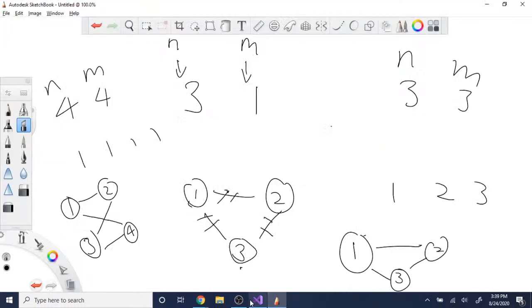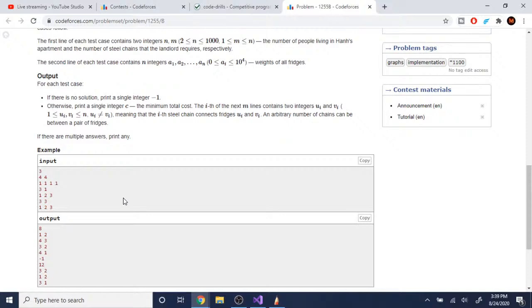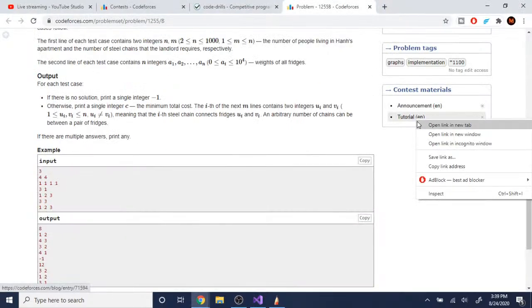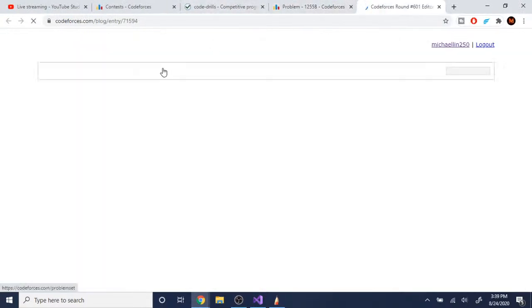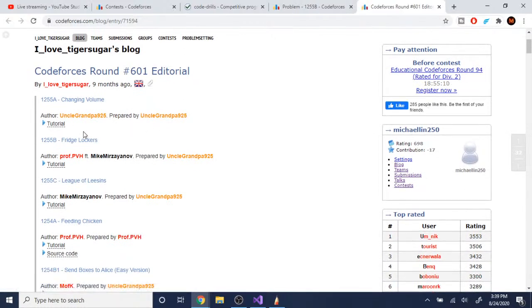Okay. So let's just for our sake, how about we just like... Yeah, I have no clue. I have no idea. Let's look at the tutorial. Let's see. Where's the chains?